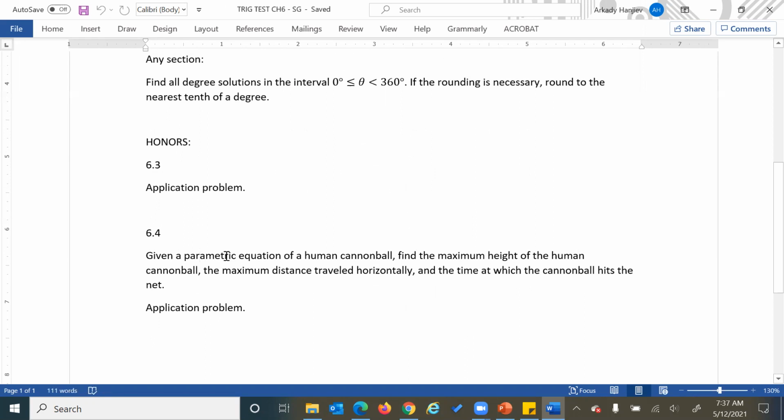And then 6.4, hey, you should recognize this one. This is the human cannonball problem. And then another problem. Is this still going to be a take-home test? This will be a take-home test. Yeah. And when is it due? That's what we could talk about right now.